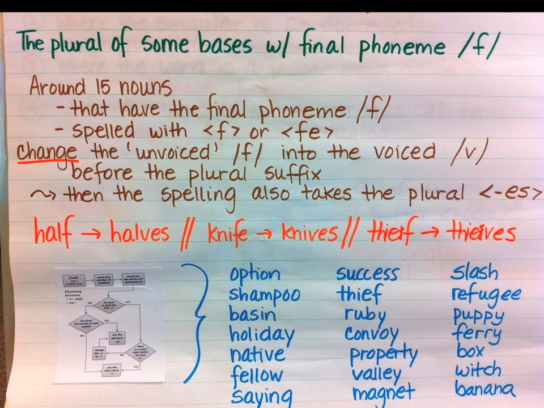The plural of some bases with the final phoneme f. There are around 15 nouns that have the final phoneme f, and they're spelled with either an F or an FE. We change the unvoiced f into the voiced v before the plural suffix. Then the spelling also takes the plural es. Some examples here are half, which becomes halves with the v and es. Knives and thief also follow these. This is another great option for students to practice with, identifying words that do this and tracing back why. There's a flowchart as well as some words that they can use to practice.